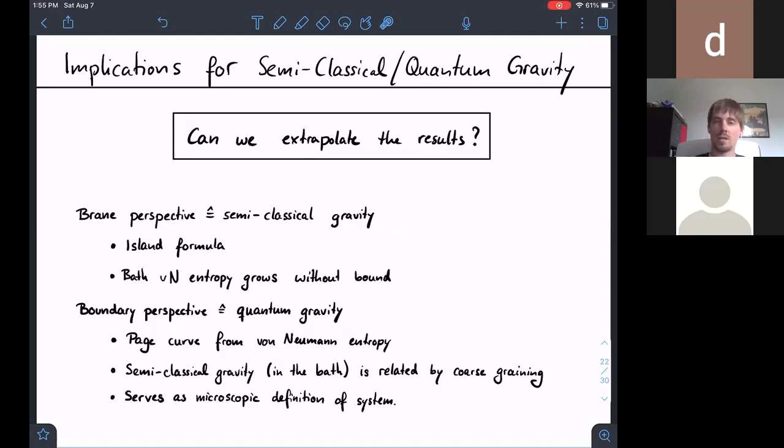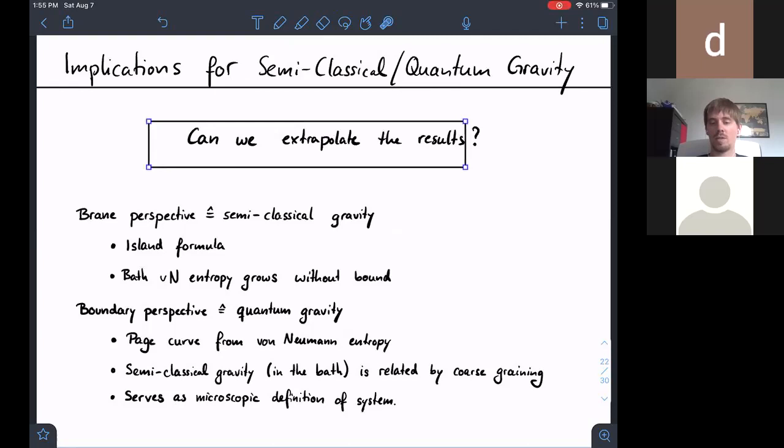Then the second thing is that the brane perspective is related to the boundary perspective by some sort of coarse graining, at least for regions in the bath. And that fits very well with our intuition about the relation between semi-classical gravity and quantum gravity. And lastly, this boundary perspective from the point of view of ADS-CFT really served as a microscopic description of the system, and we expect the same thing to be true for quantum gravity.